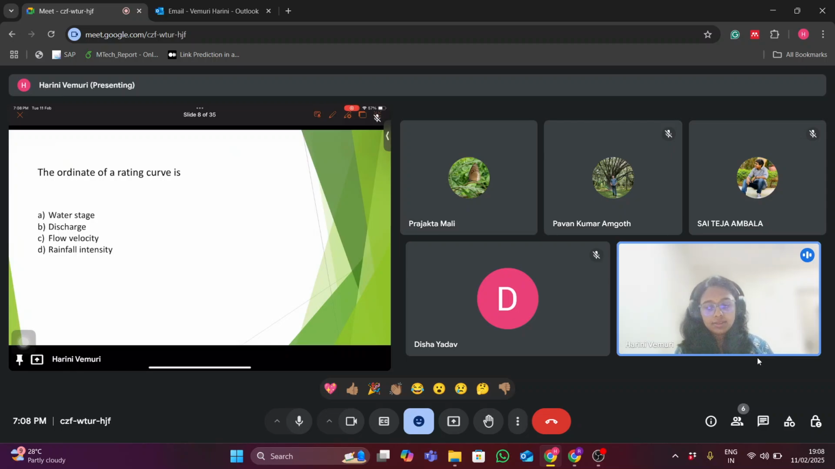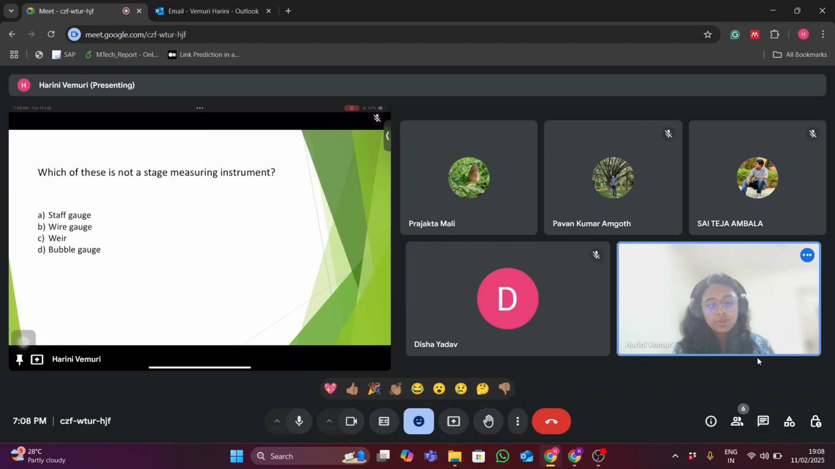So the question is, the ordinate of a rating curve is... ordinate means y-axis, okay, and the x-axis is called the abscissa. So in case of a rating curve, it's a plot between discharge and stage or elevation, right? So here we have options: water stage, discharge, flow velocity, and rainfall intensity. So the y-axis is stage, so the answer is water stage.